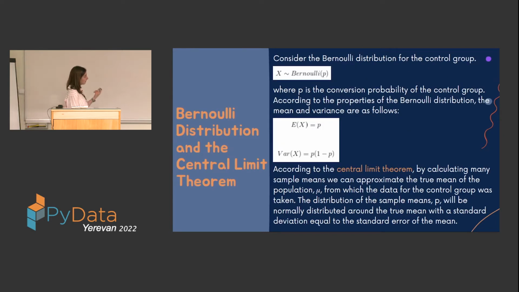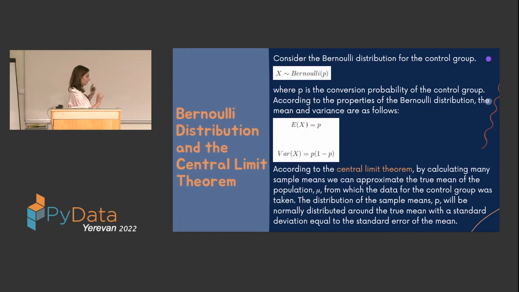So we're going to go back to the maths. To do the apples-to-apples comparison, we should remember what the Bernoulli distribution is all about. The expectation of the Bernoulli distribution is the probability p, and the variance is p multiplied by 1 minus p.